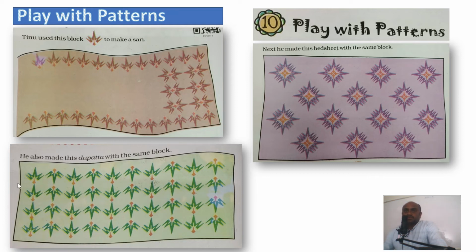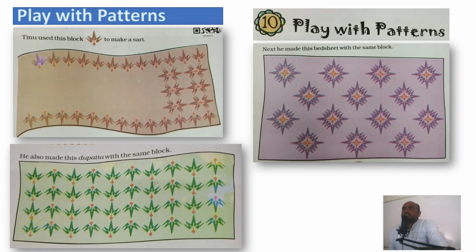And he used another pattern here. He also made the same thing with the same block in a different color. He made a dupatta in such a way that one block is arranged like this, another block is arranged like this, and one more like that. It continues. Okay, so this is how he prepared the sari and dupatta.